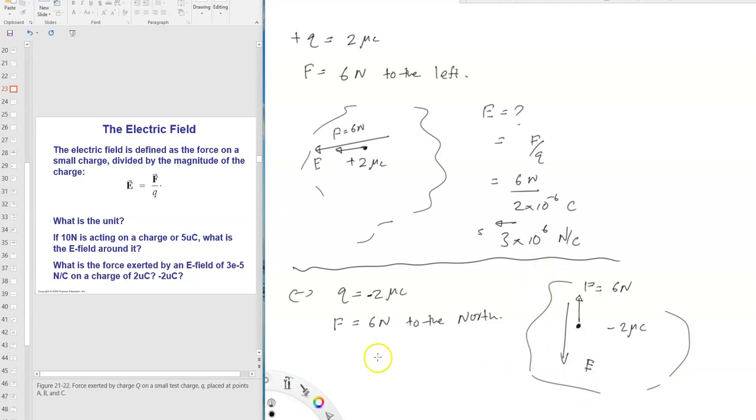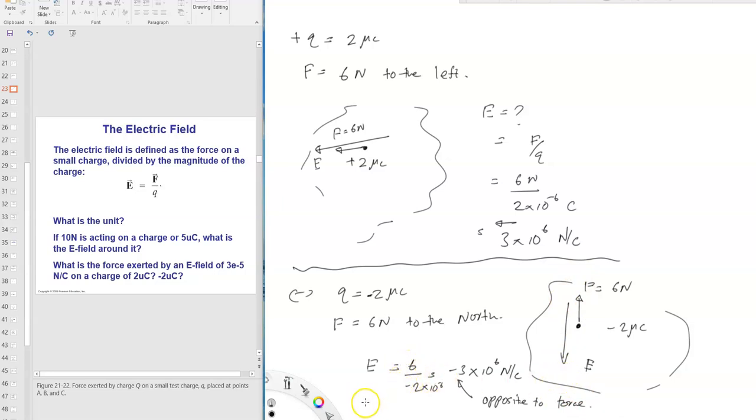And what's the magnitude? E is force divided by charge. So 6 divided by charge. In this case, you don't have to put negative, but it's okay to put that. If you put negative 2, you get negative 3 times 10 to the 6 newtons per coulomb. This negative sign tells you the electric field is opposite to the force. That means if force is going up, electric field has to be pointing downwards.